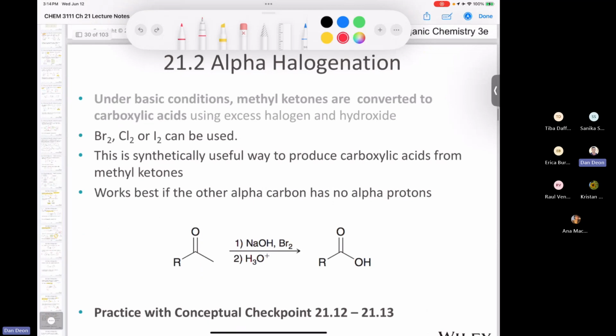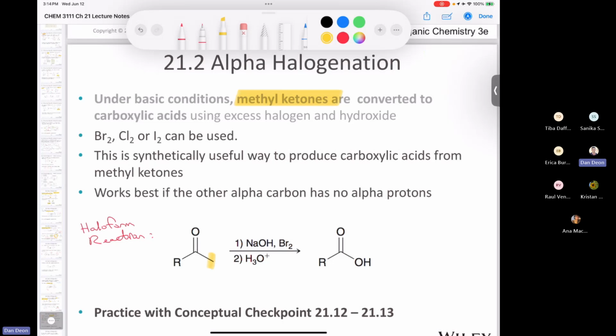This is the overall haloform reaction, which is one of the most classic reactions in all of organic chemistry. So you take your methyl ketone. Keep in mind, you've got to have a methyl ketone. It's got 3 protons. You keep deprotonating it. You add your halogen until you end up with something like CBr3 or CCl3.